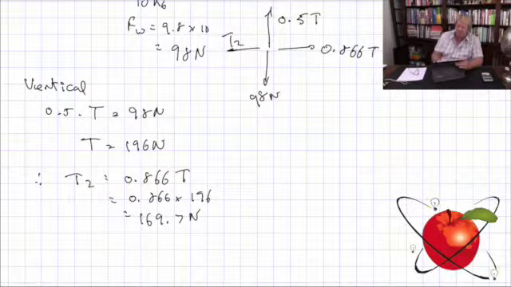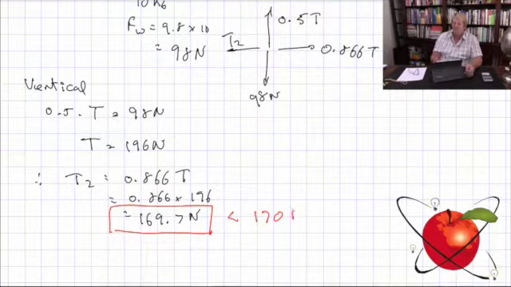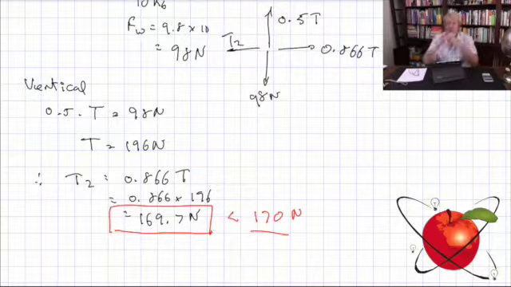Very often, they will say to you that the maximum force that it can withstand before it breaks or before it comes loose from the wall is 170 newtons. Will it break or will it come loose from the wall? The answer is no. Why is the answer no? Because the force in there is now 169.7. It's less than the 170 newtons. It's very close, granted, so it's maybe, maybe not. But theoretically, it's less. Therefore, it was not going to break, or it's not going to pull out from the wall.